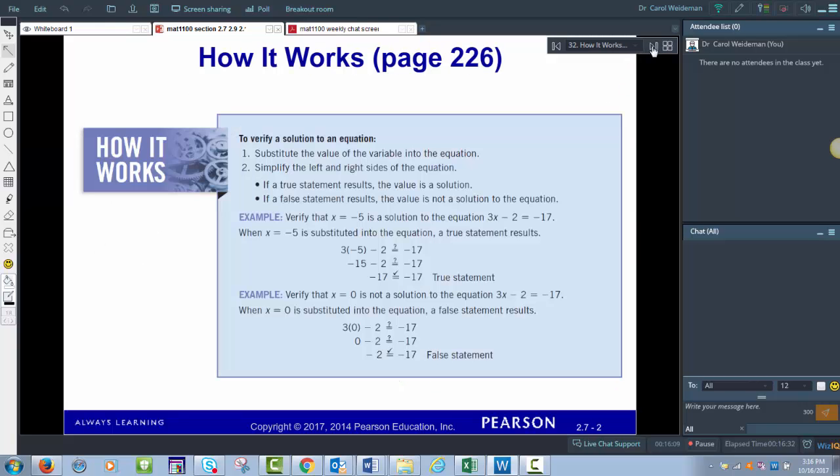So to verify a solution, substitute the value for the variable into the equation, and simplify the left and the right. If a true statement results, the value is a solution. If a false statement results, the value is not a solution.